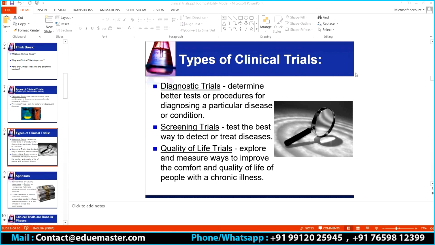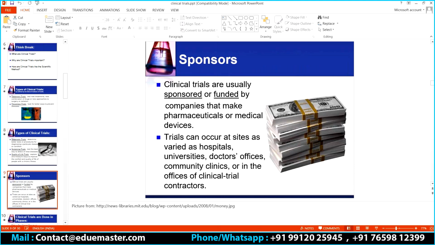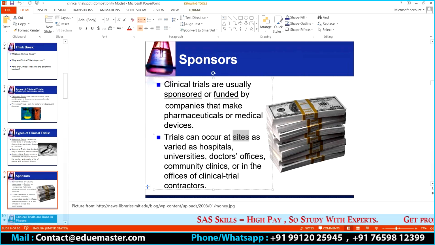So you need a sponsor because you need to invest a lot of money there. Whenever money is involved, they require a sponsor. So all these clinical trials are generally funded or sponsored by pharmaceutical companies, right? Where exactly will these clinical trials happen? These trials can be carried out at the regular hospital's research and development department, or medical universities.